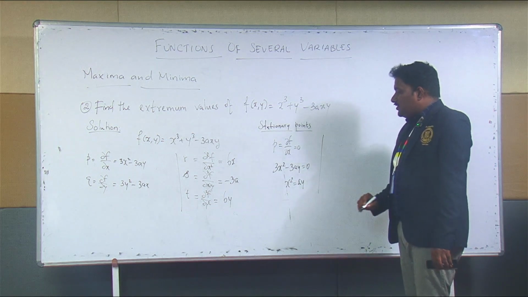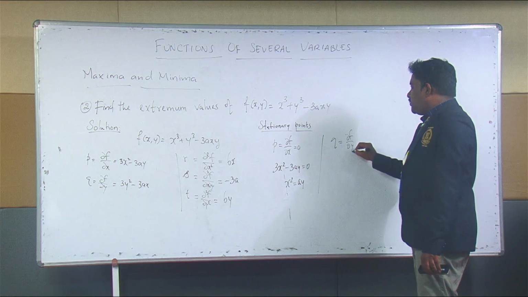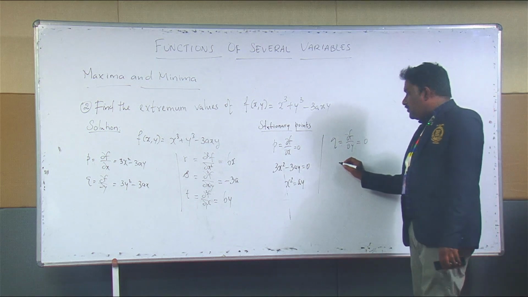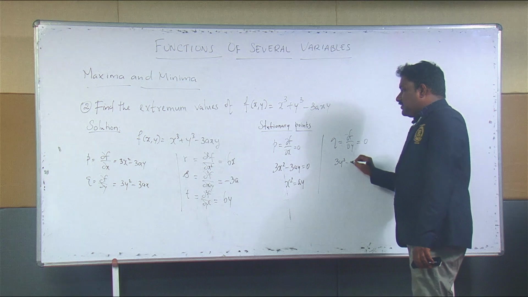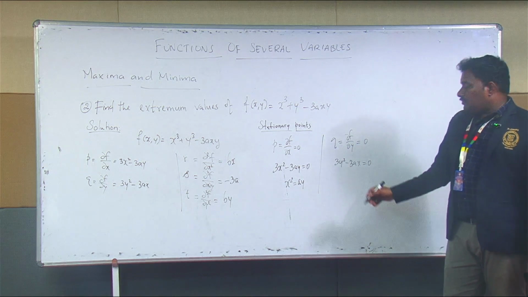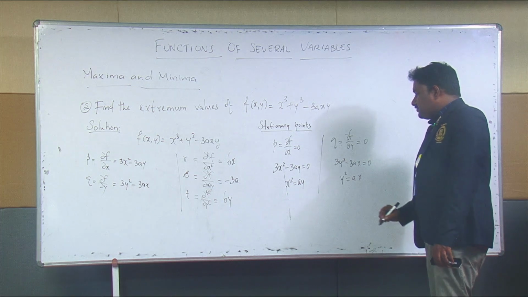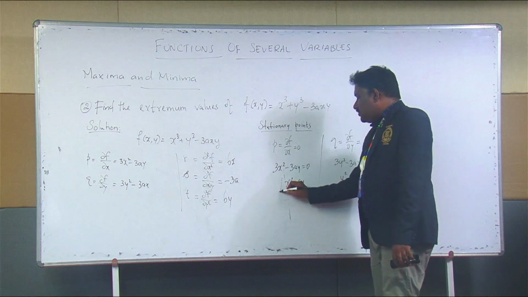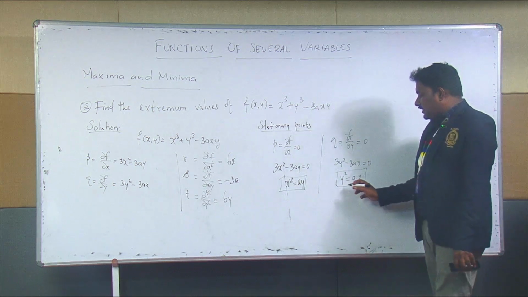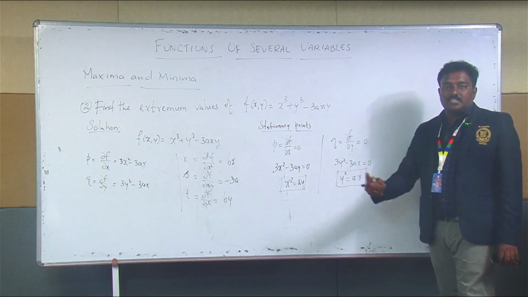On the other side, we have q = ∂f/∂y, that also must be 0. So this ∂f/∂y value is 3y² − 3ax, that is equal to 0. By simplifying them, I can write y² = ax, right. So now we have two equations, x² = ay and y² = ax. By solving them, we should find the values of the stationary points.